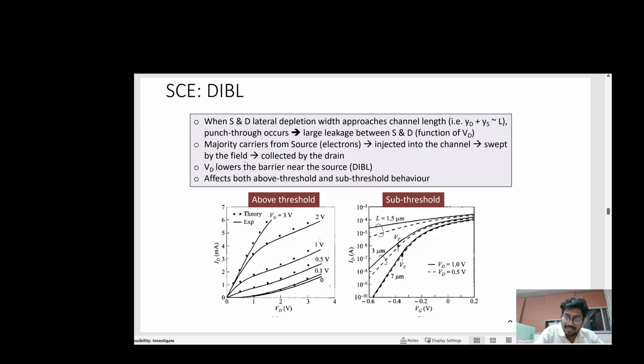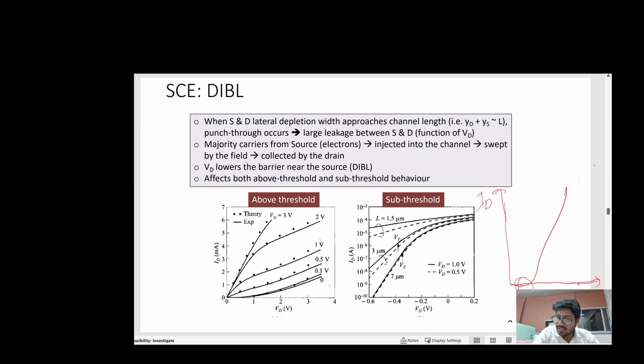Any subthreshold. When you say transfer characteristics, so this is the linear curve. ID versus VG, gate voltage. When you apply the gate voltage, so this is the linear curve. So in the log curve, what you will see.